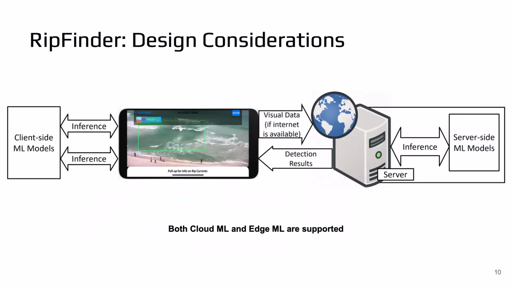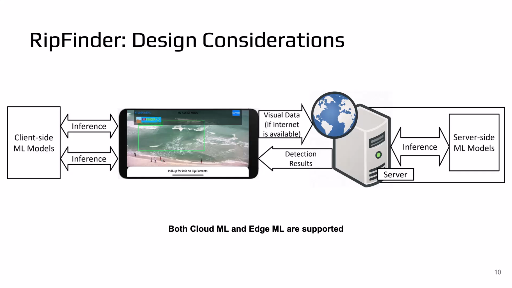So, combining all these thoughts, this is a simple flow diagram of the design considerations of the RipFinder app. As you can see, the phone app can rely on the client-side ML model, the local ML models that are running on the phone itself, and using the processing power of the phone, it can generate results and show rip current detection on screen in real time. These are all the requirements.